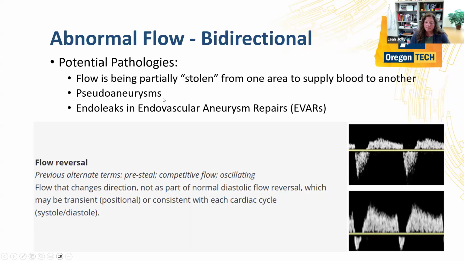Pseudoaneurysms: if you put your sample volume in the neck of a pseudoaneurysm, you'll see forward and reverse flow because the flow has to go into the pseudo and then back out through the same channel. And another area, I'm not sure if anyone here is scanning endovascular aneurysm repairs, but some endoleaks will demonstrate that bidirectional flow pattern. So that's a leak outside of the repaired area into the aneurysm sac. So abnormal if we're seeing bidirectional flow.